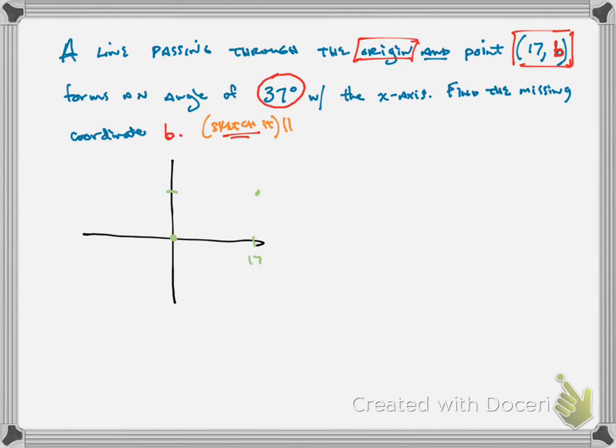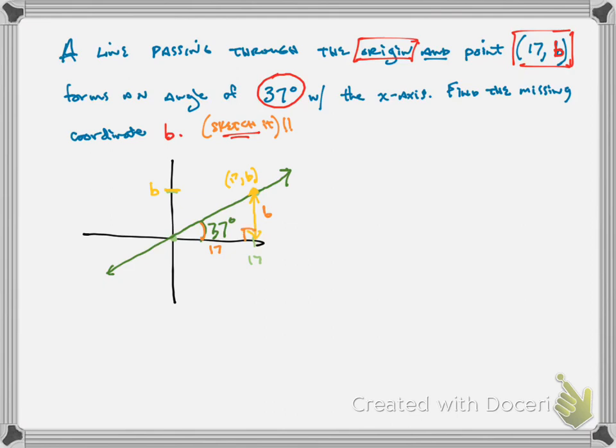But we do know that our angle formed with the x-axis is 37 degrees. This is a 37-degree angle. And we are solving for this distance right here. If you think about it, you're solving for the vertical distance because this is the output of this ordered pair, 17, comma, b. We're solving for b. So, look carefully, and you should see that we know that distance is 17, we know that distance is b, and we know that angle. So we're going to use the tangent function.